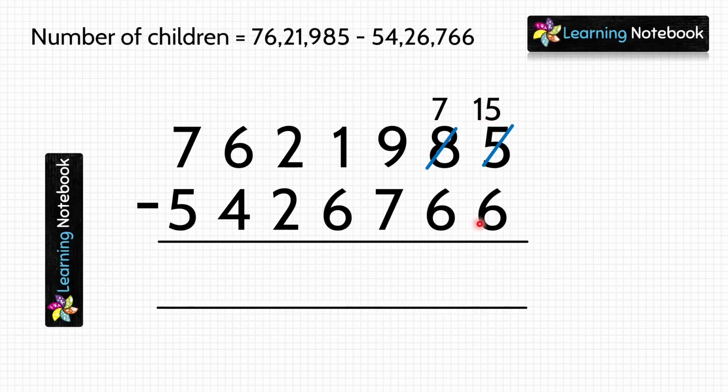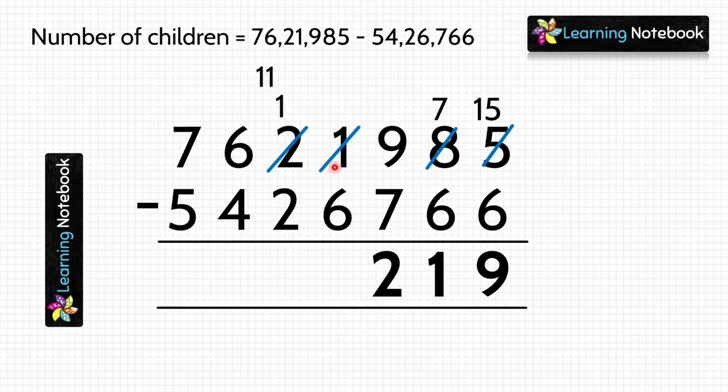15 minus 6 equals to 9. And 7 minus 6 equals to 1. Now 9 minus 7 equals to 2. Next, 1 is weaker than 6. So 1 takes help of 2. So 2 becomes 1 and this 1 becomes 11. 11 minus 6 equals to 5.